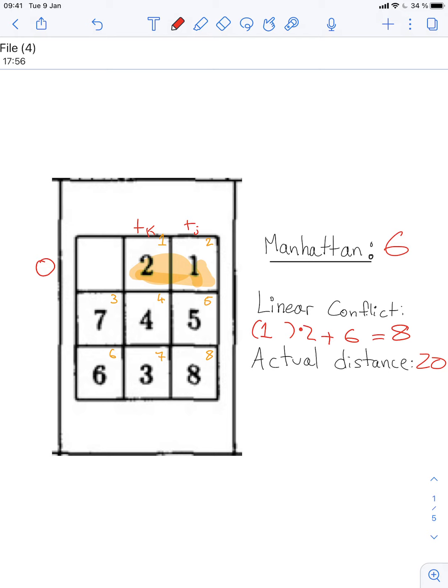I want you to look at two things here. First, the linear conflict and the Manhattan distance are much lower than the actual distance. That is because these heuristics solve a relaxed problem. They do not solve the actual problem. That's why we're using A star. It would be very, very hard. We solve a relaxed problem.